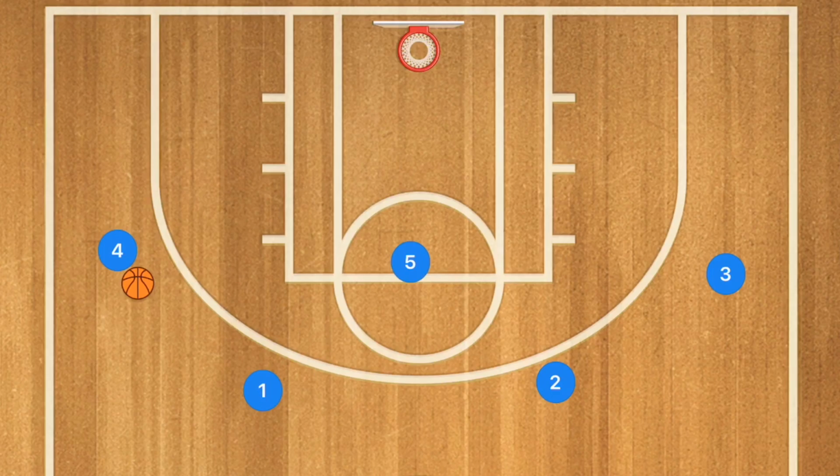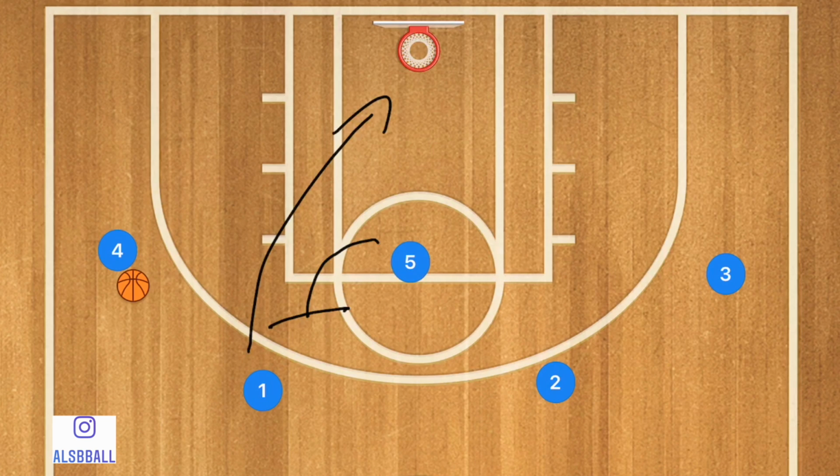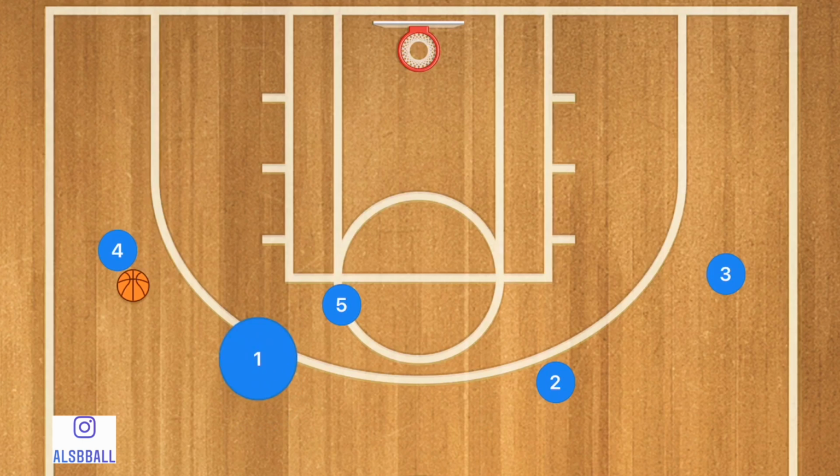Okay, so in this first play, what we're going to have is player 1 starting with the ball. This is a 4-out, 1-in motion offense. Player 1 passes over to player 4, and player 5 is going to set a screen for player 1, and player 1 is going to cut towards the rim. At this time, if player 1 is open, hit him up for that layup.